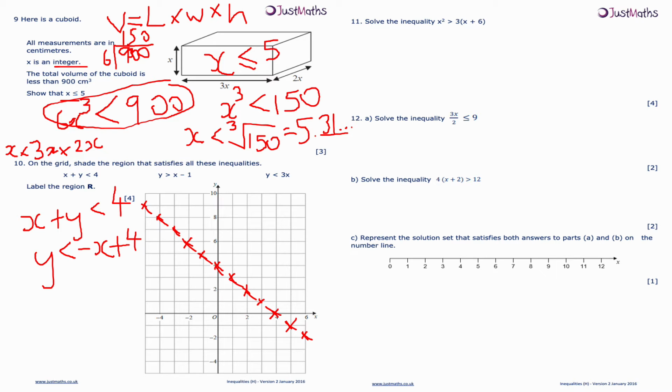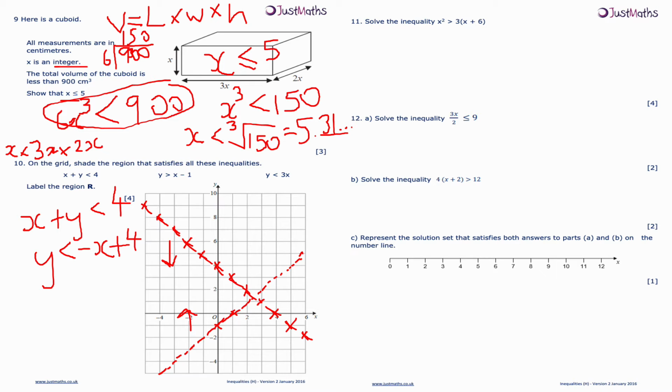Y is bigger than x minus 1. Well, x minus 1 is going to look something like this, okay. So it's got a gradient of 1 and it goes through minus 1, okay. And it has to be bigger than that, so it has to be in this region here for that line, and for this one it has to be less than, so it's going to be in this region, okay?